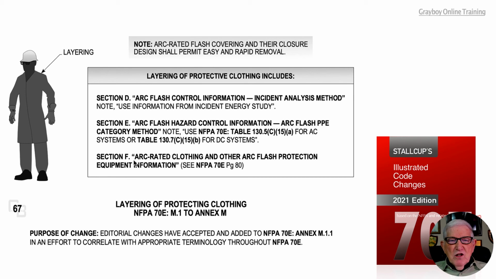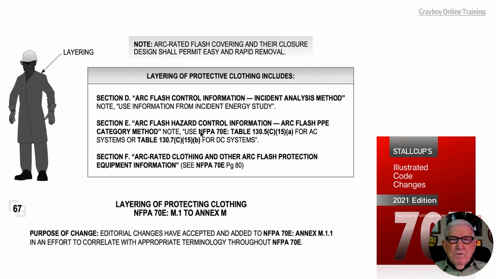Now, Section F, your arc-rated clothing and other arc flash protection equipment information. For additional information, see NFPA 70E and go to page 80, and you can pick up these Sections D, E, and F and use them as an aid when you're selecting layering.